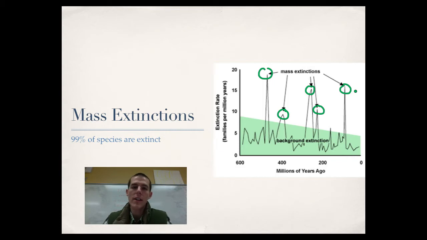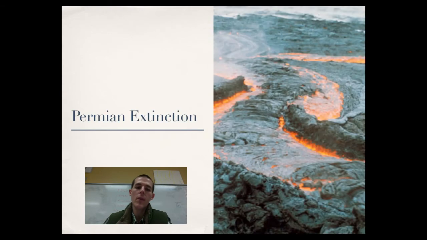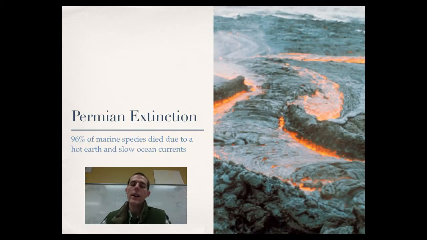So this would look like a time where a ton of animals died off all at once, and then diversity built up and they died off again. The fossil record shows us that of all of the species that have ever lived on Earth, 99% of them are extinct. For the purpose of this video, I'm going to talk about 3 extinctions real quick. First one is the Permian Extinction, and during this extinction, 96% of marine species died.